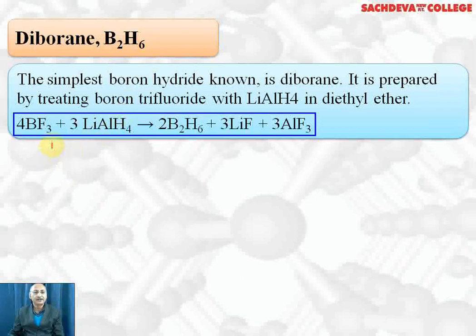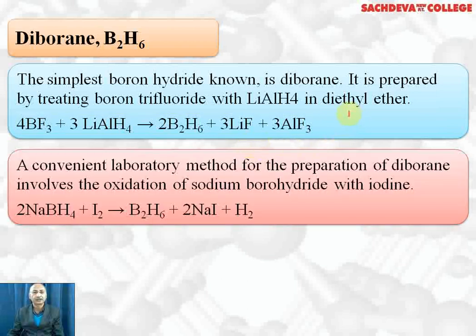It is prepared by treating boron fluoride or boron halide with lithium aluminium hydride, which acts as a reducing agent. We will get B2H6 plus lithium fluoride plus aluminium fluoride. So 4BF3 plus 3 LiAlH4 gives 2B2H6 plus 3 LiF and 3 aluminium fluoride. Diethyl ether is used as a solvent so that the reaction takes place faster.